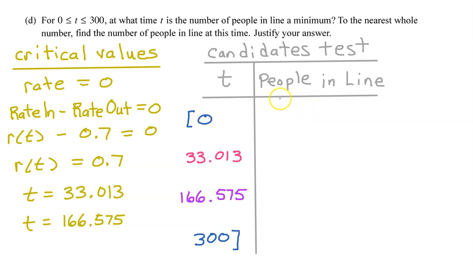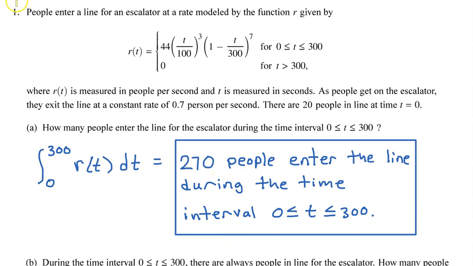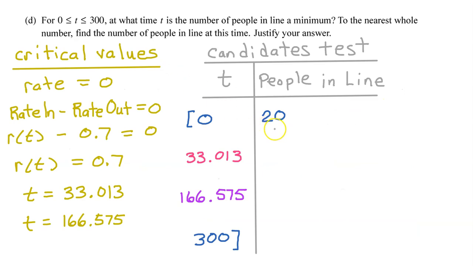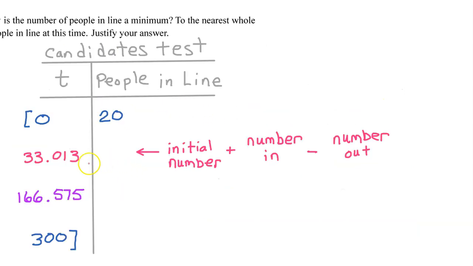For the candidates test, we need to find the number of people in line at the endpoint times 0 and 300, and the number of people in line at the critical value times that we just found. In the setup of the problem, we are told that there are 20 people in line at time t equals 0. So the first value is given. The number of people in line at 33.013 seconds will be the initial number of people plus the number of people who entered the line by this time minus the number of people who have left the line by this time. The initial number of people in line is 20.